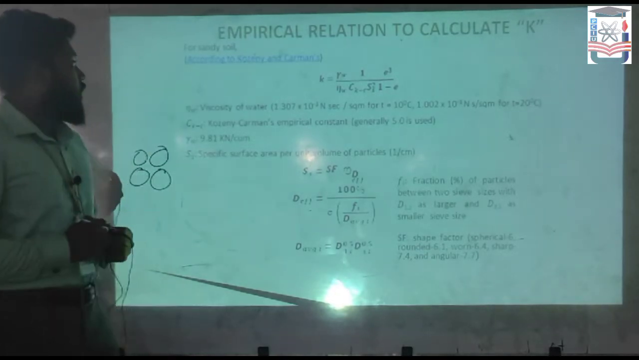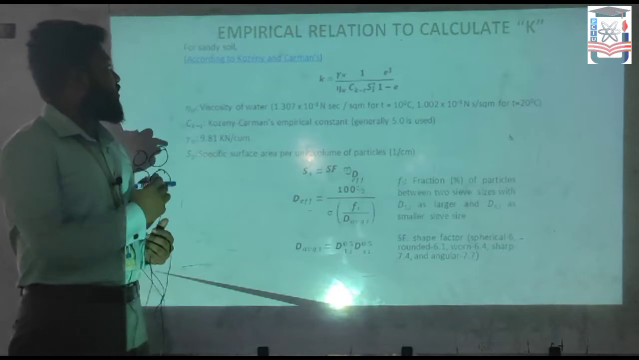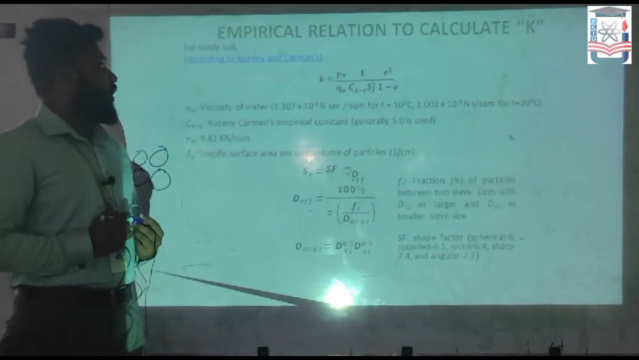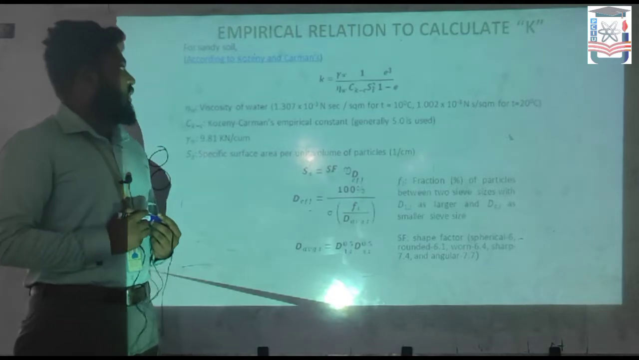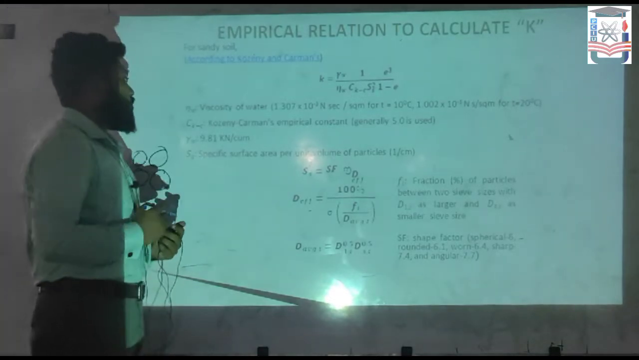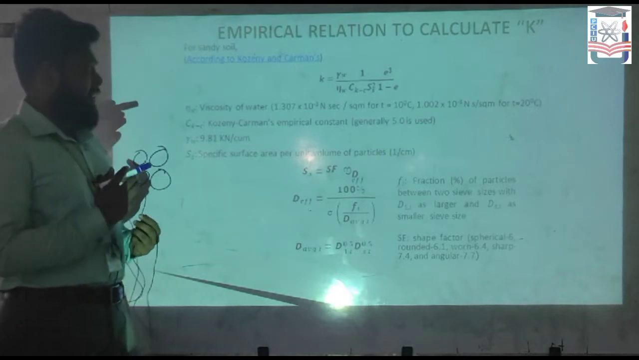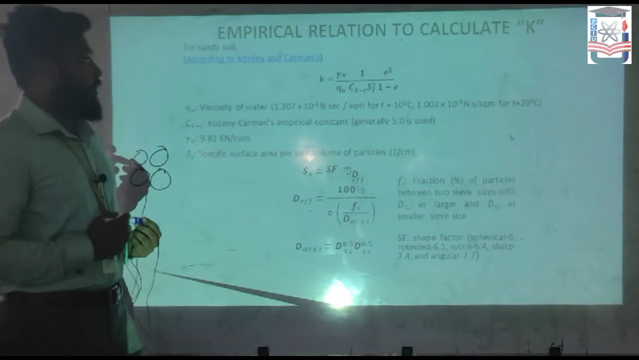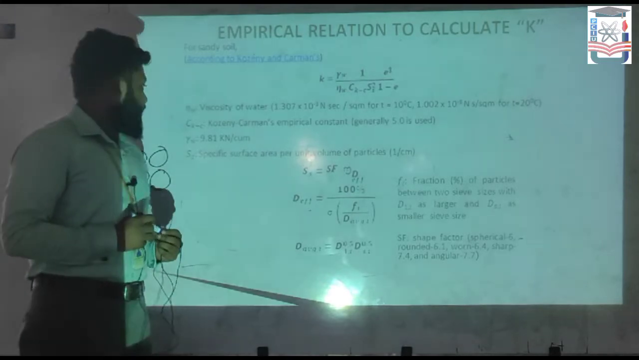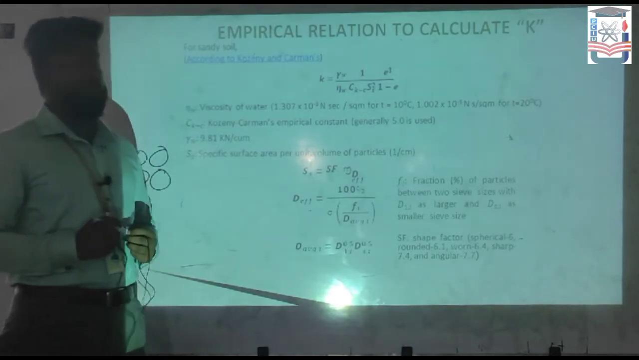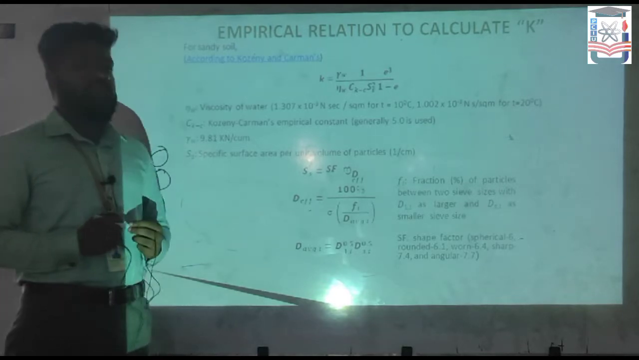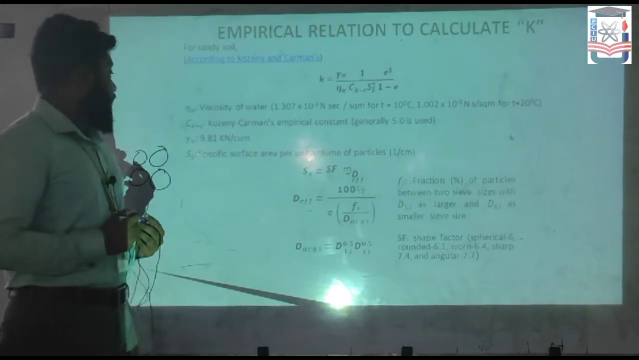We have seen some equations to determine the value of K. Here is another one, which was developed by Kozeny and Carman. The equation is K equals gamma W over eta W, times 1 over C K minus C S squared, times E cubed over 1 plus E. Here eta W is the viscosity of water, which is fixed, and the value differs with temperature, like 10 degrees and 20 degrees Celsius. Then C K minus C is called the Kozeny-Carman empirical constant, which is generally taken as 5.0. Gamma W is 9.81 kilonewton per cubic meter.